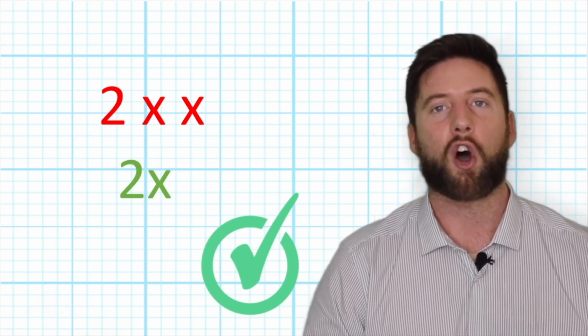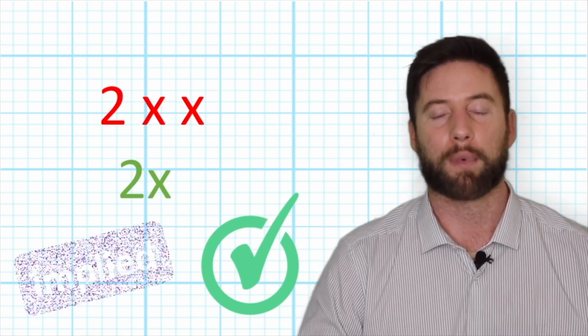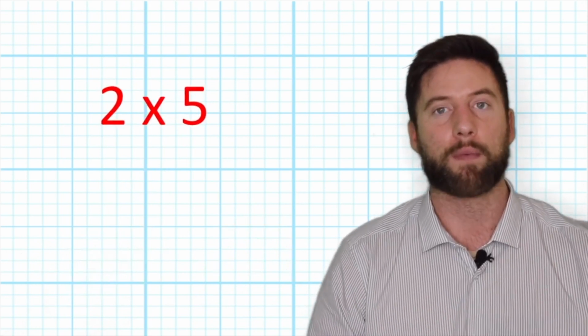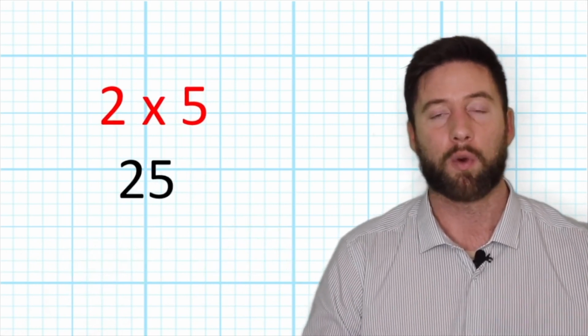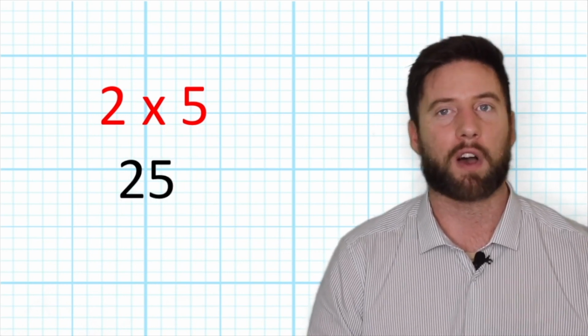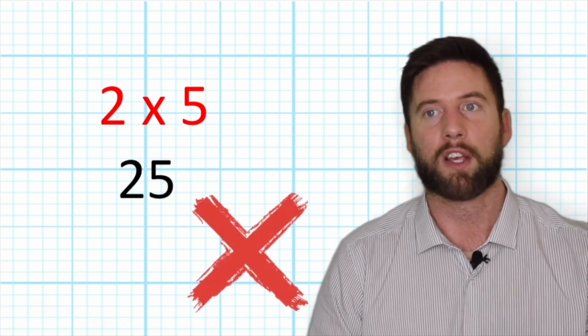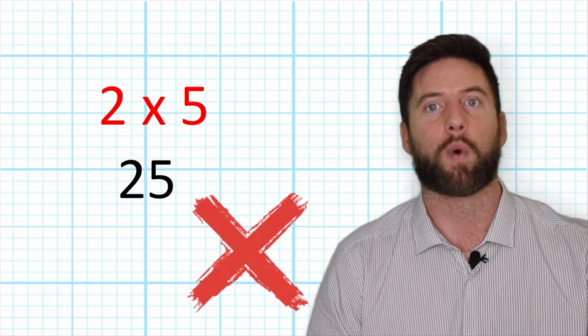However, we can't use it for just two numbers, two quantities, because if we wanted to show 2 times 5 and we move the times symbol out, it would show 25. And 25 is not the same as saying 2 times 5. So if we're putting two quantities together, we will still see that multiplication sign.